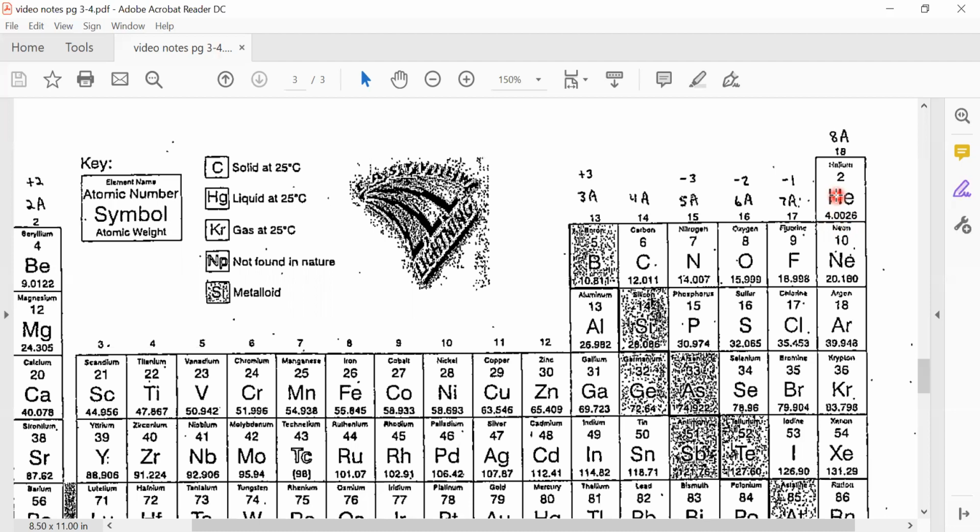What would 1 helium atom weigh? It would be 4 atomic mass units. But 1 mole, or 6 times 10 to the 23rd atoms of helium, would weigh 4 grams. And that's something more tangible, something we can think about more readily.